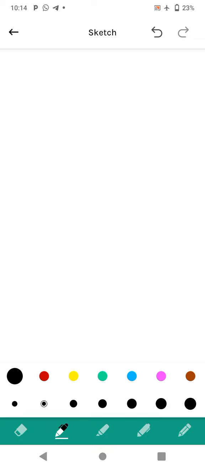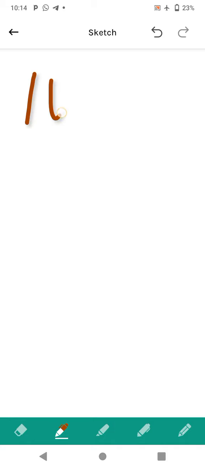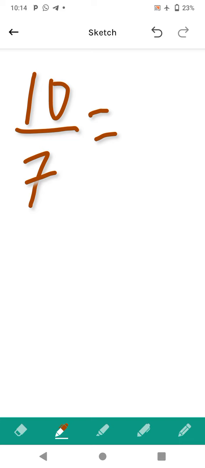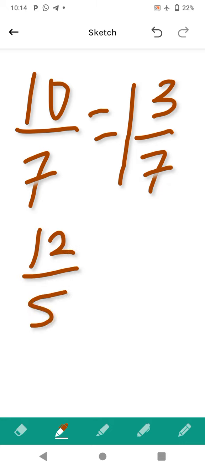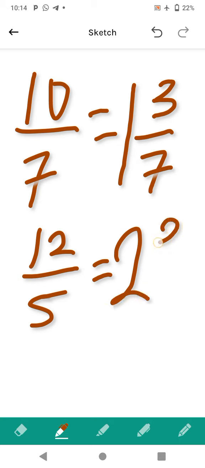Okay, so let's consider another example. Let's say we have 10 over 7. For 10 over 7, we have only one group of 7 in 10, and there will be a remainder 3 all over 7. Okay, let's consider 12 over 5, for instance. For 12 over 5, how many groups of 5 do we have in 12? We have 5, 10. That's only 2 groups. And 10 plus 2 will give us 12. So remainder 2 all over 5.